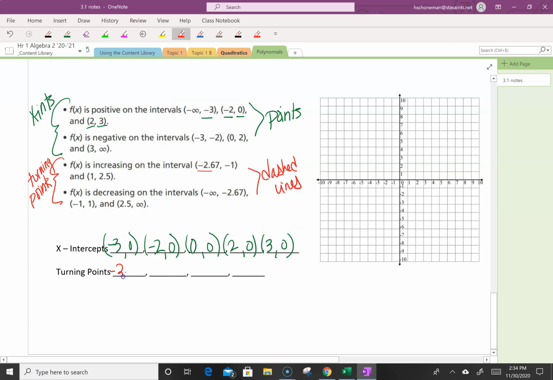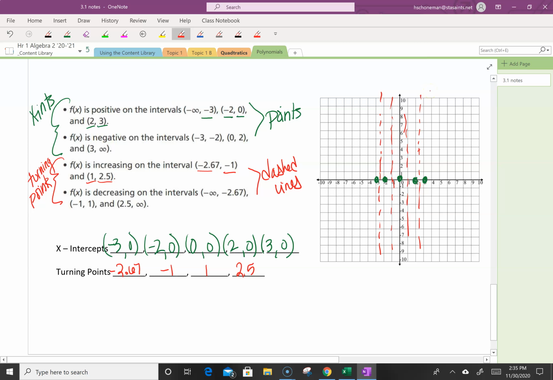So -2.67, -1, 1, 2.5. Okay, let's graph the points. So we have -3, -2, 0, 2, and 3. We're going to have a line at -2.67, so in between -2 and -3. A line at -1, a line at +1, and a line at 2.5, which is in between the 2 and the 3.